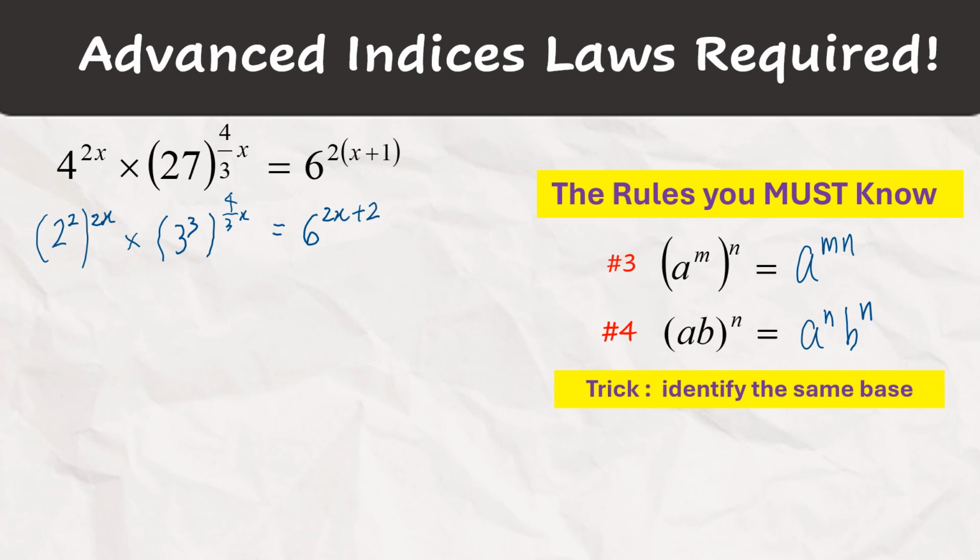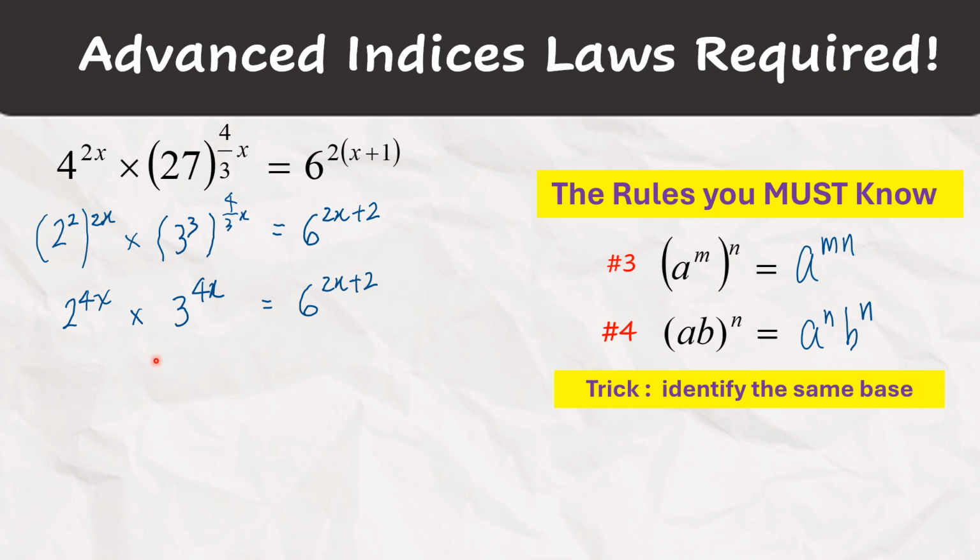By doing this, I just want to simplify the left hand side. When I do that, you will notice that I'm able to get 2 to the power of 4x. By doing this, I am actually applying law number 3. Once I've done this, again I apply law number 3. I simplify the second term, which gives me 3 to the power of 4x. Right hand side, no change.